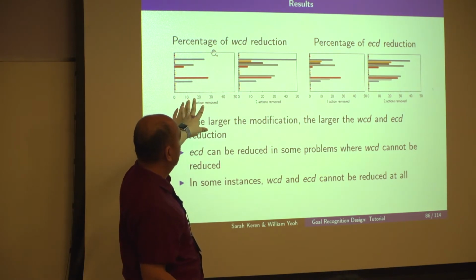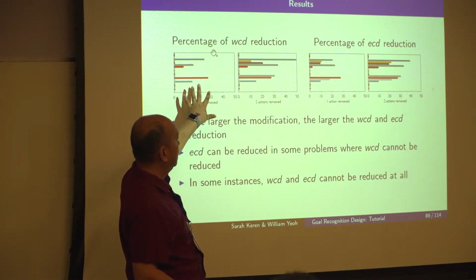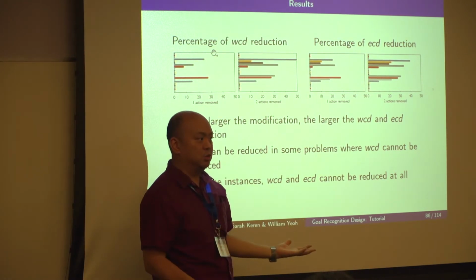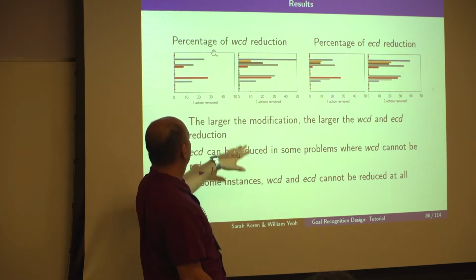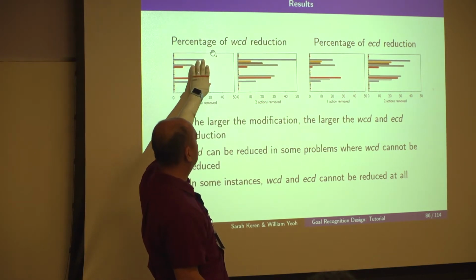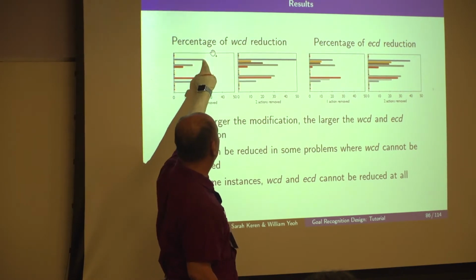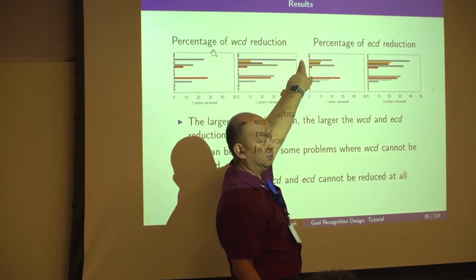And the other observation, of course, is the expected one: if you can remove more actions, then you can reduce more of the WCD. So here, only a few instances could have reduction. Here, more instances could have reduction. And where reductions are maybe 25% here, you go all the way up to 50% over here.